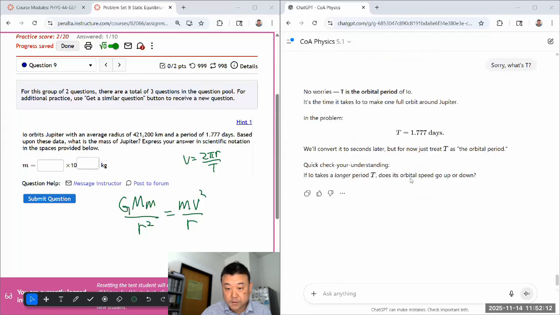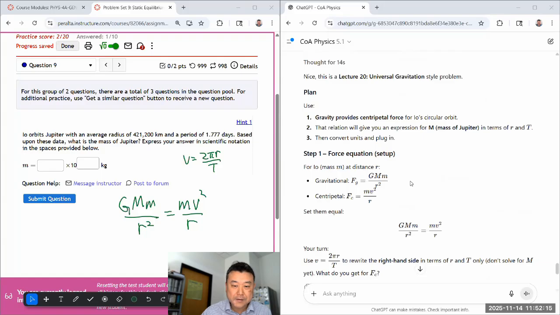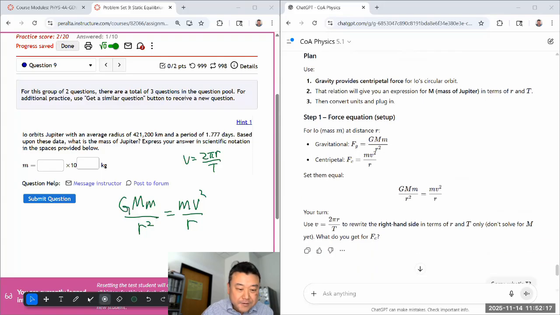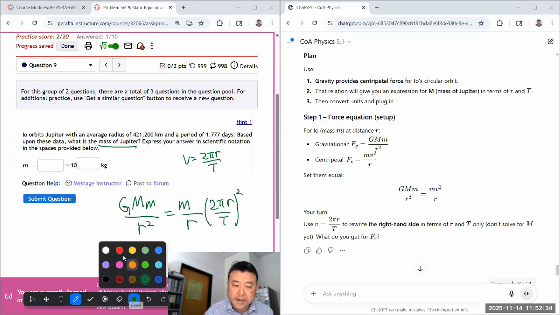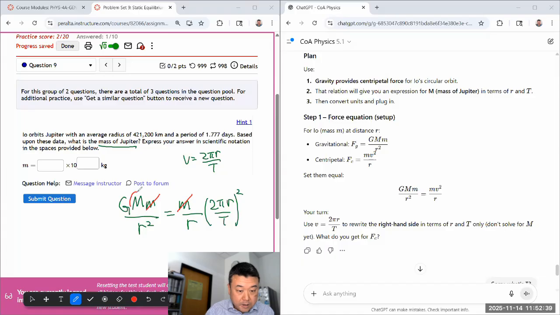Yeah, quick check, longer period. You don't always have to answer those questions. So let me just substitute in v. It's going to be 2 pi r over T, squared. What am I being asked for? Mass. So the mass of Jupiter. Yeah, because the mass of Io will cancel out. So you actually can't find the mass of Io this way anyway. And you are looking for this. And I think I have everything. So I can just basically move everything off to the right.